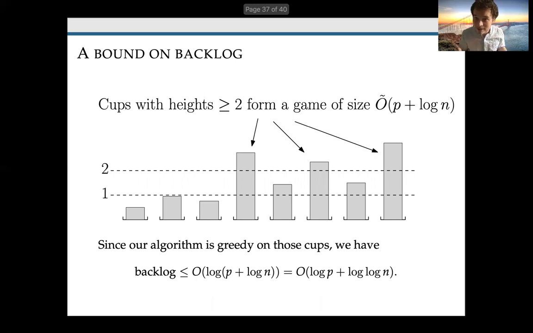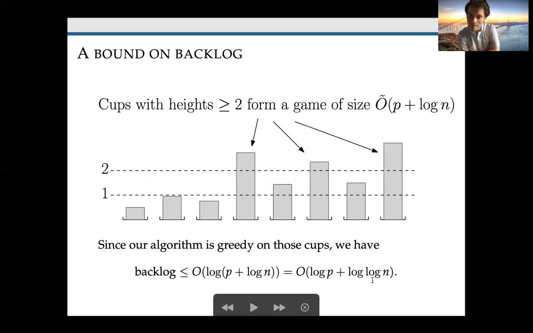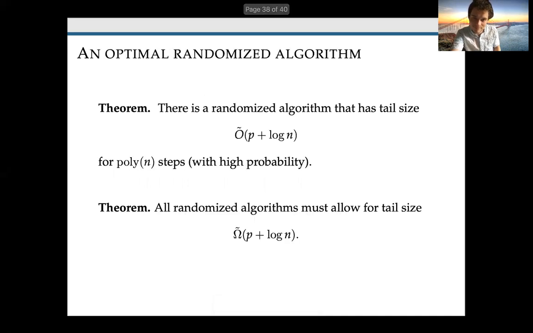We always empty from the fullest cups. So the backlog is going to be log of the number of cups, P plus log n. And so you get a backlog of log P plus log n. And so what's neat is from our bound on tail size, you then immediately get a bound on backlog that's also state of the art. And so putting the pieces together, that's the overview of how we get our randomized algorithm. That's how we get our tail size of roughly P plus log n, while also matching the best known bounds on backlog.